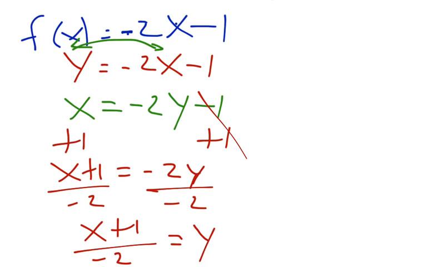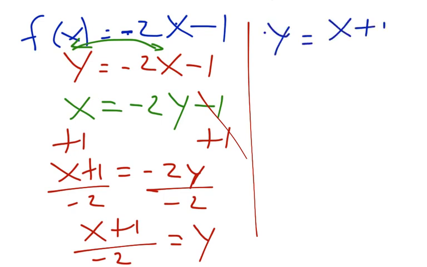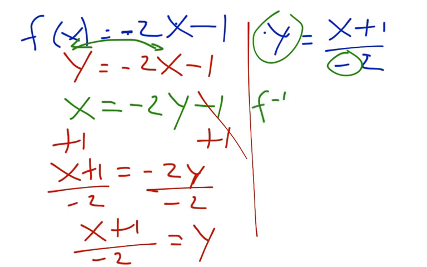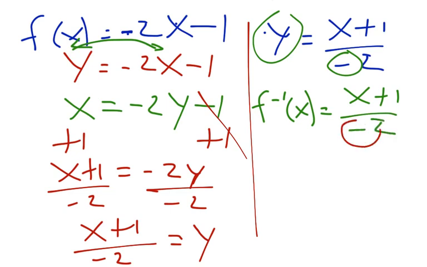Okay? Couple things here, and let me write that over here on the right side. I have y equals x plus 1 over negative 2. First thing is, we have a negative in the denominator. Technically, I'm done with my inverse. The only thing that I need to do is replace by notation. Notation is, instead of the y, I write f of negative 1 of x equals x plus 1 over negative 2. I don't want that negative in the denominator.